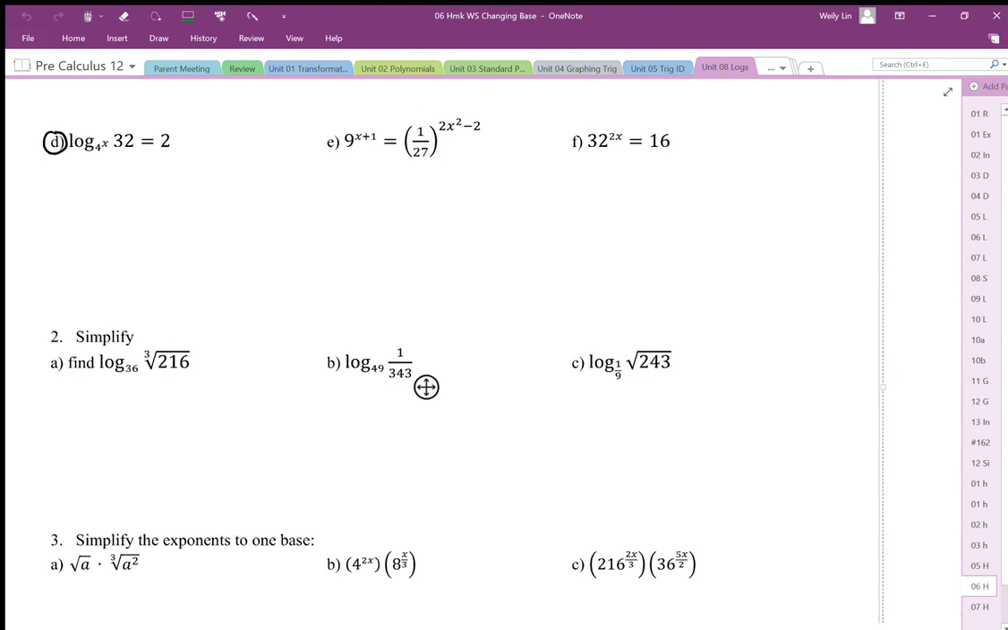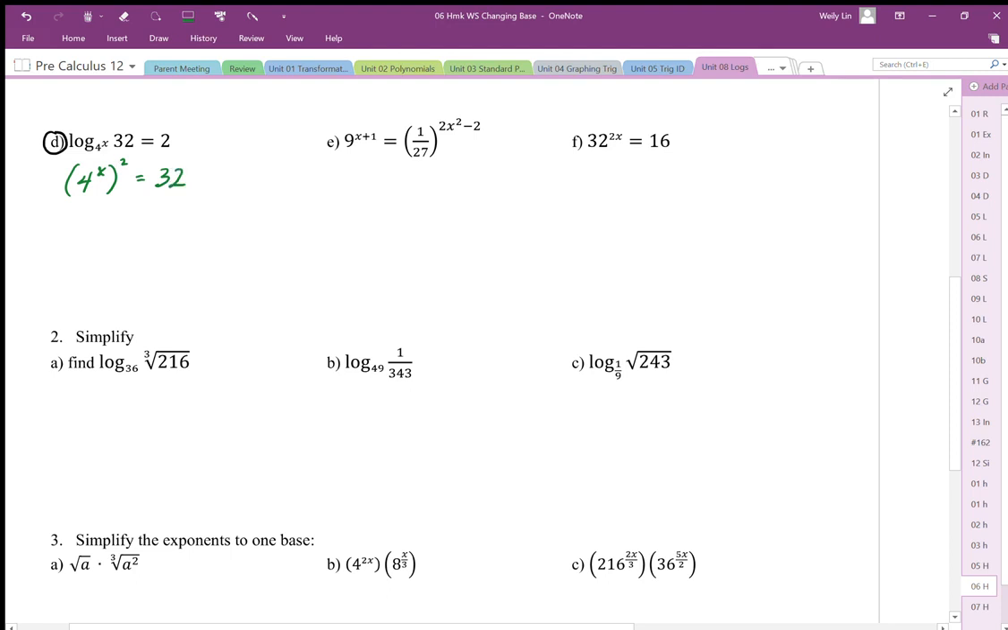Number 1D, we're being asked to solve for x. So what we want to do is free that x up out of the base of the log. That's the first thing we're going to do. We're going to use the definition of the logarithm to free that x up. So we end up with 4 to the power x to the power 2. So I've converted it into an exponential expression using the definition of log.